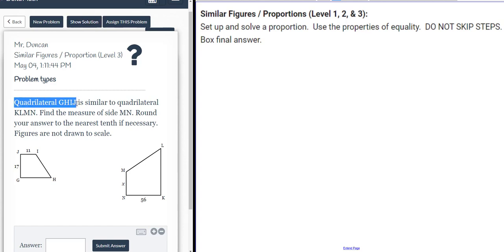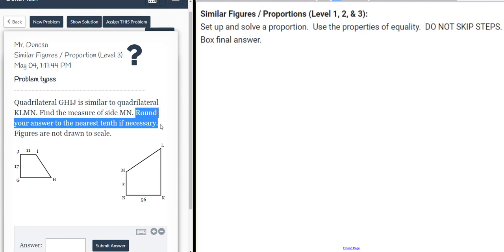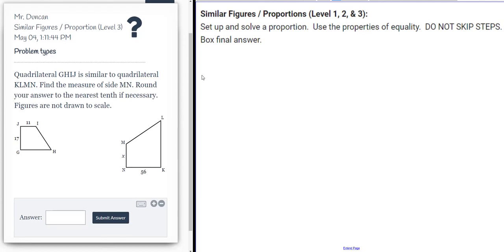Quadrilateral GHIJ is similar to quadrilateral KLMN. Find the measure of side MN. So ultimately, that's what we're putting in for the box. Round your answer to the nearest tenth if necessary. Figures are not drawn to scale.